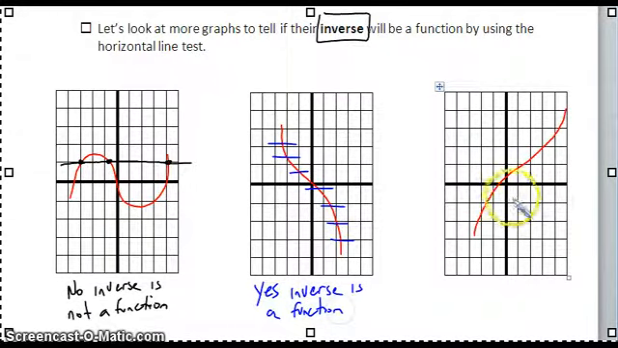And finally, looking at the last one, is the inverse of this graph a function? Again, it looks like it's passing the horizontal line test. So yes, inverse is a function.